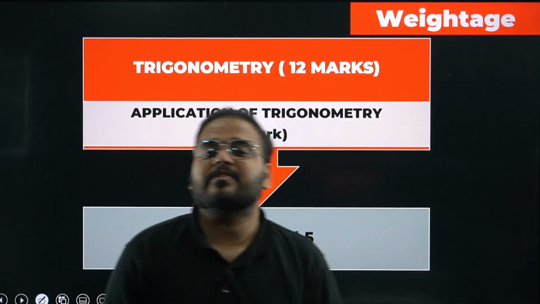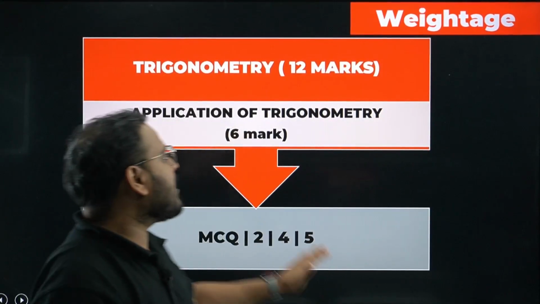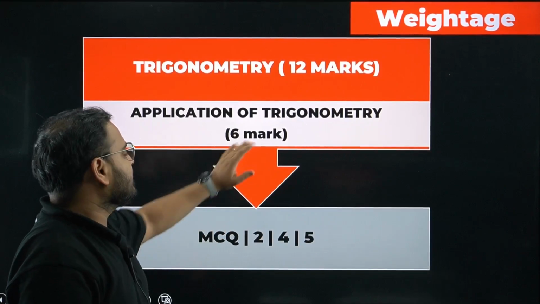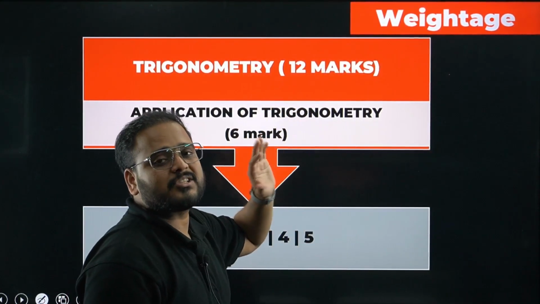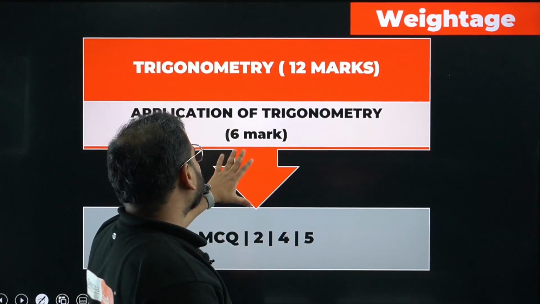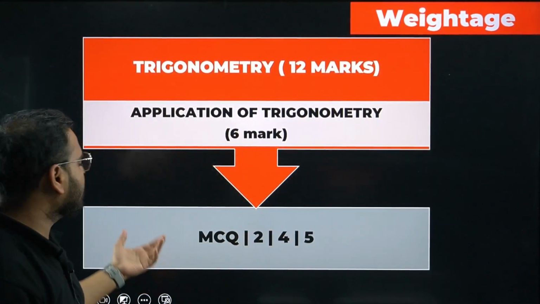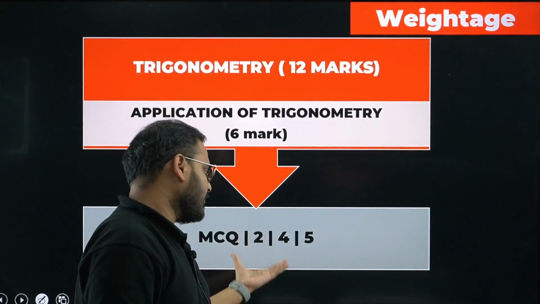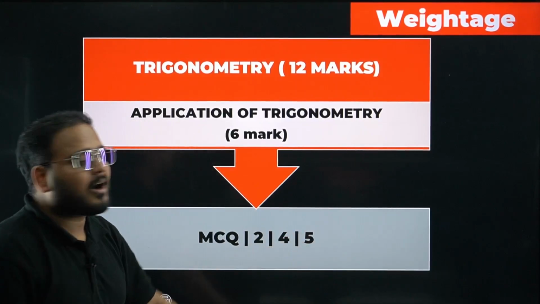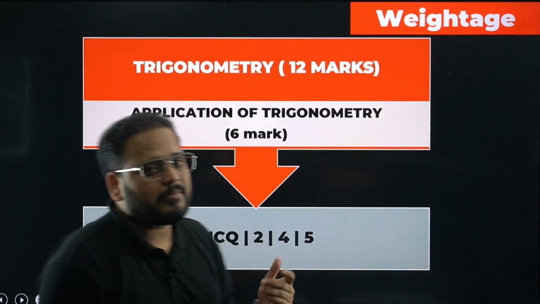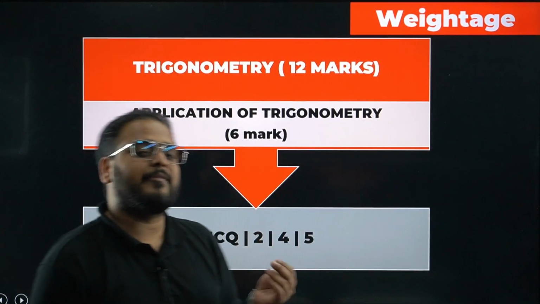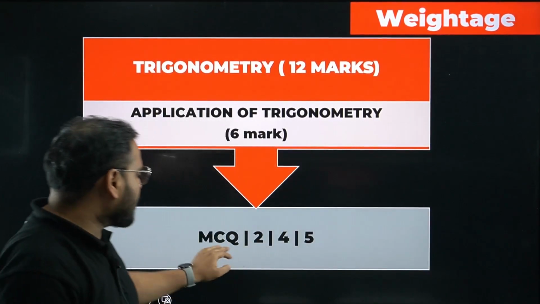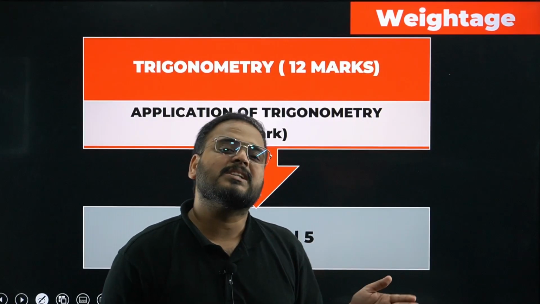Total weightage of trigonometry is 12 marks. Out of that, 6 marks can be asked from this. There is no weightage given for the chapter itself, but the whole unit is carrying 12 marks weightage in your boards. 6 marks can be coming from here. Category, if you check it out, MCQ, 2-marker, 4-marker and 5-marker. 4-marker means case study. 5-marker means a big word problem where you'll have multiple angles of elevation and depression to deal with. MCQ means simpler questions based upon the special angles.